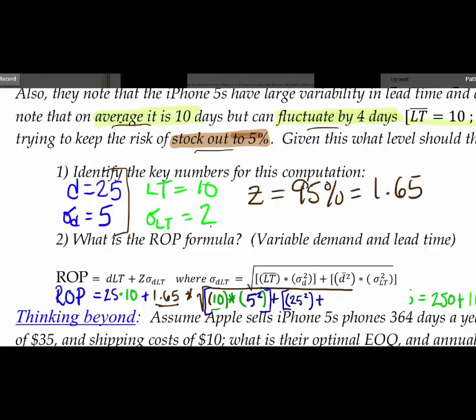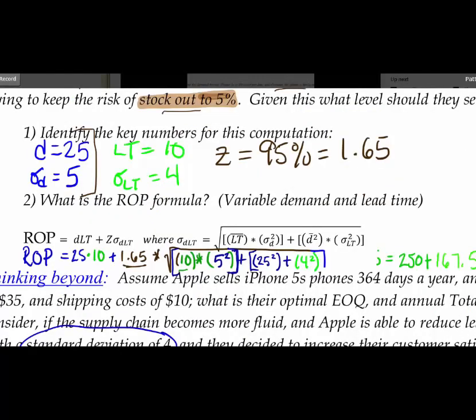And then we're going to add to that the daily demand squared. So in our case, that's 25 squared. Plus, we need the standard deviation of the lead time squared. Since the standard deviation of the lead time is 2, we want to put that in there and square it. So I've done that, I've squared it, and I've closed off the parentheses.